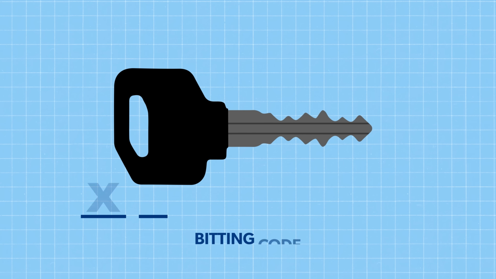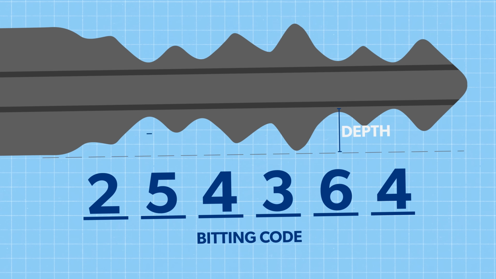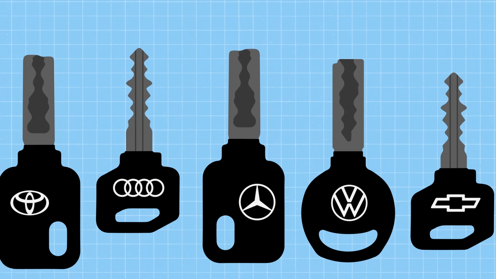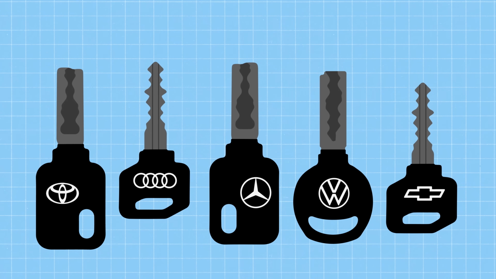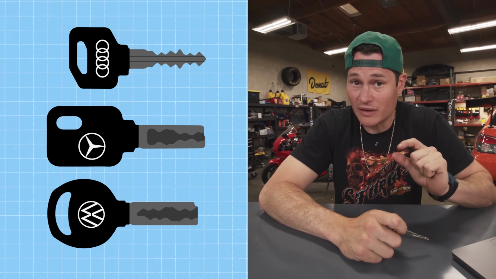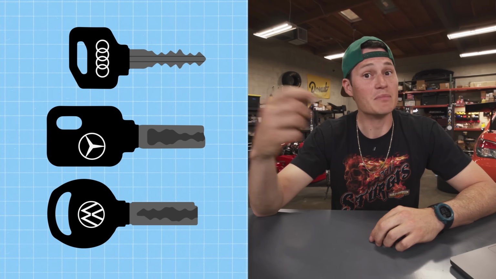Every key has a bidding code, which is determined by the depth and spacing of each cut. It's different for every key manufacturer, even style of key, and it's dependent on the type of lock the key was made for. But here's the thing, if you've got a little bit of knowledge about keys, you could technically sight read a key and then make it that way.